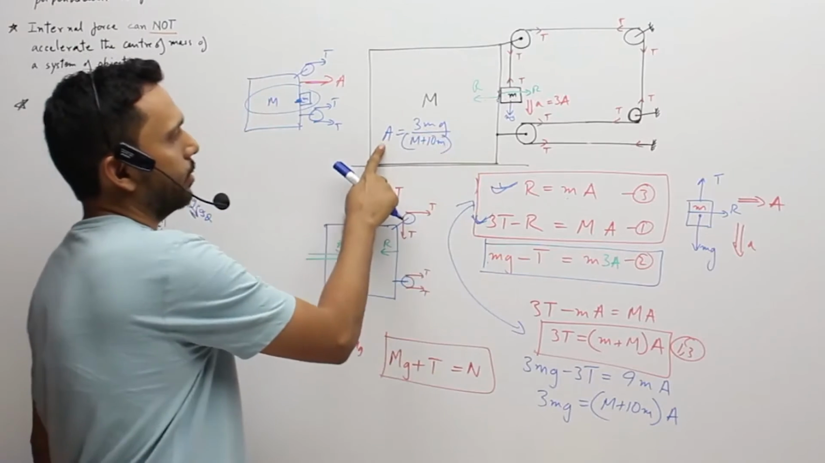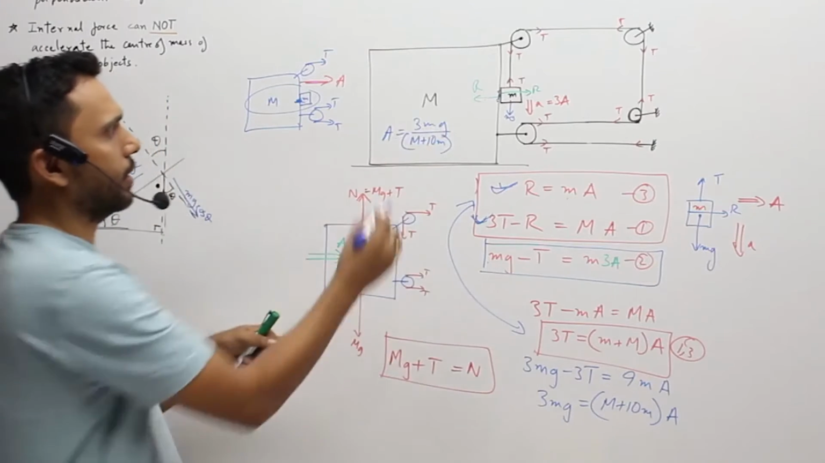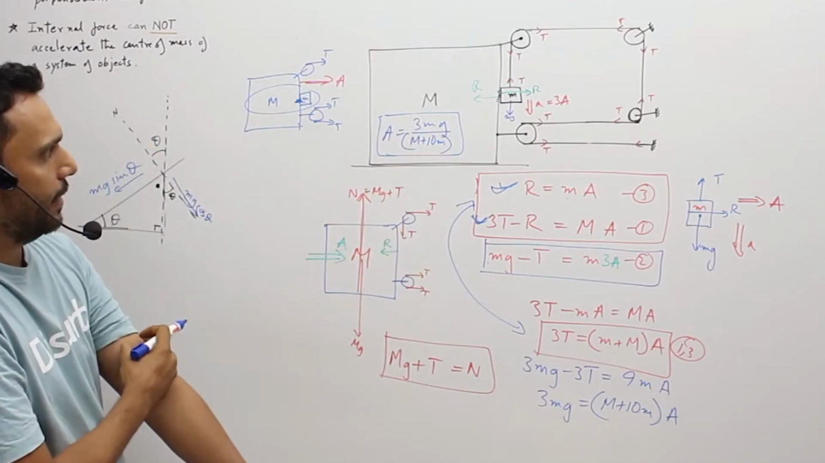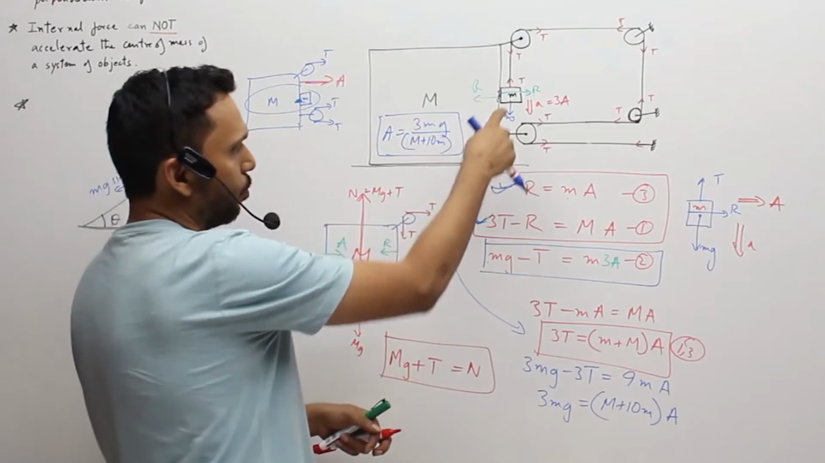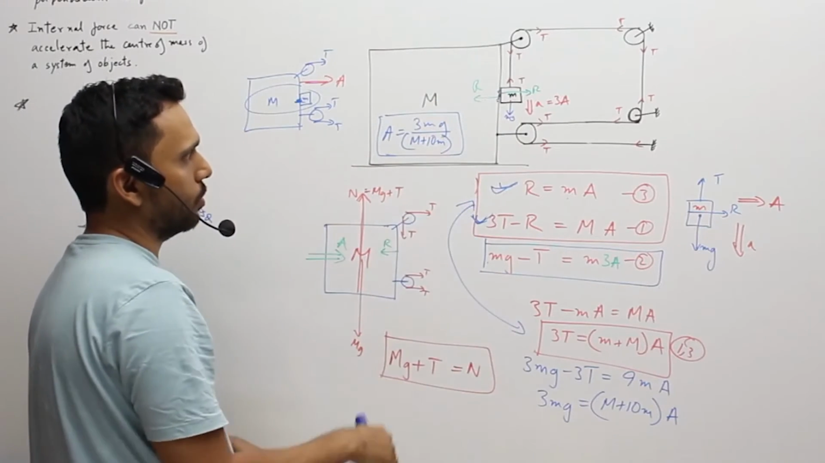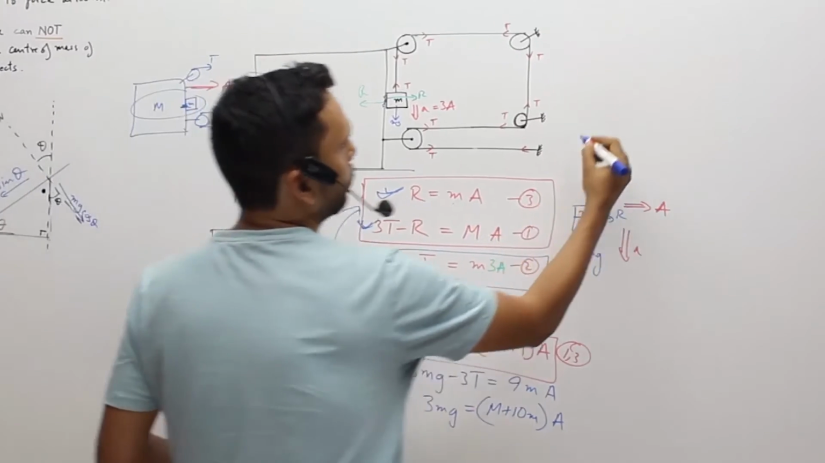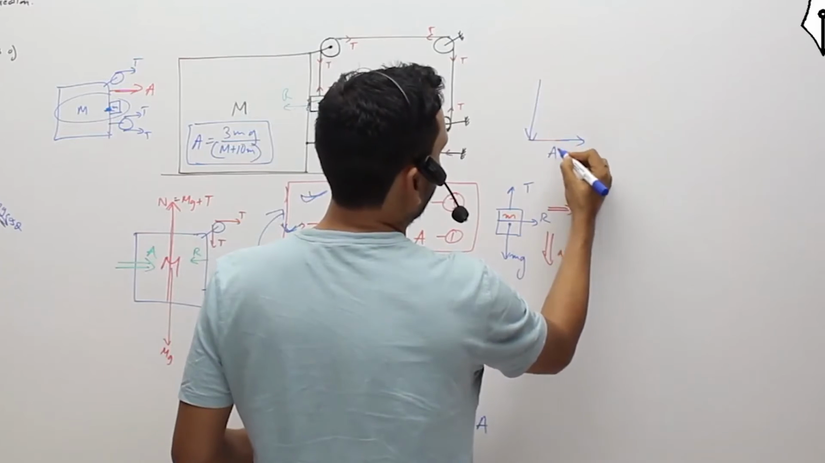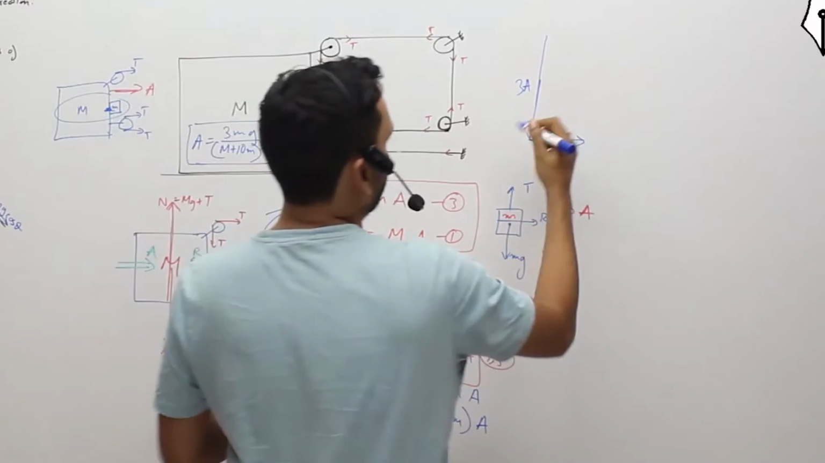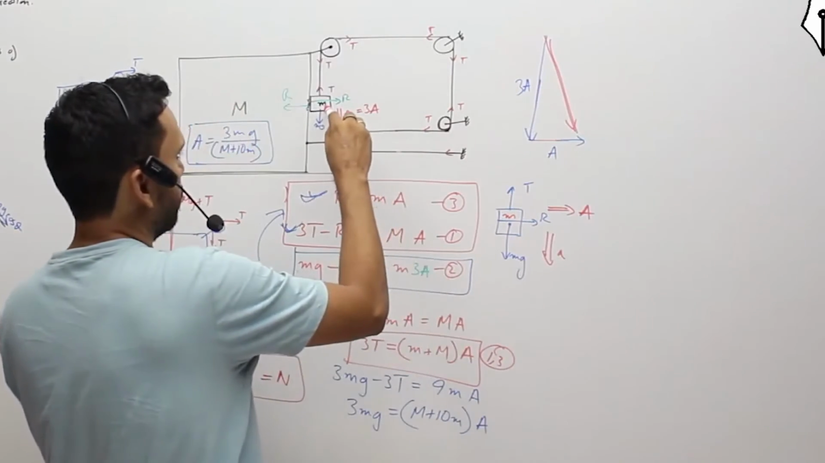So your acceleration comes as 3mg divided by m plus 10m. Acceleration has got the unit of g. Mass by mass gets cancelled, so you have to keep an eye on the unit also. And similarly, the acceleration of the small mass m would be so much forward and 3 times so much downward. So 9mg by m plus 10m downwards and so much forward. So a forward, 3a downwards, where a is given by this.